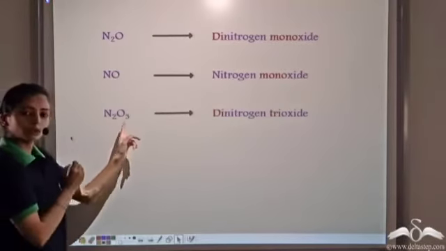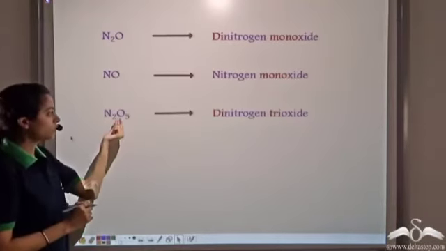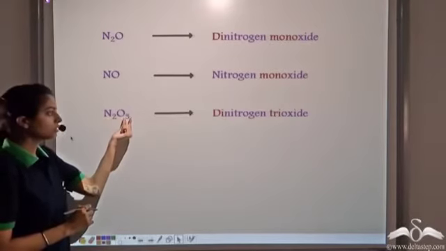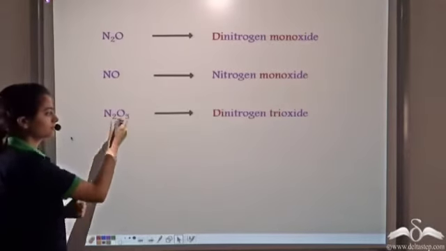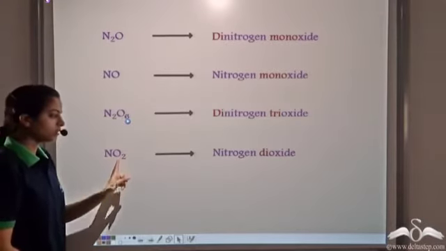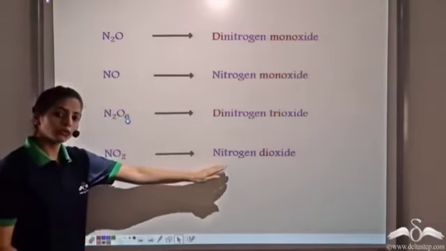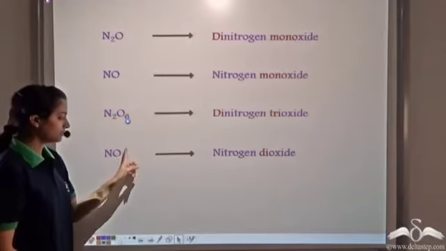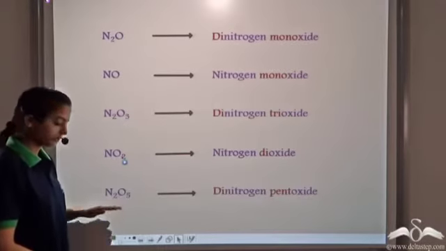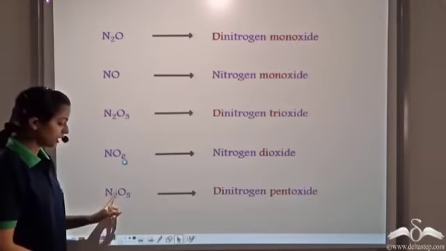Now we have N2O3. This has two atoms of nitrogen and three atoms of oxygen. So this becomes dinitrogen trioxide. For NO2, one atom of nitrogen and two atoms of oxygen, we ignore the mono for the first non-metal, so it's nitrogen dioxide. Similarly for N2O5, we have dinitrogen pentoxide.